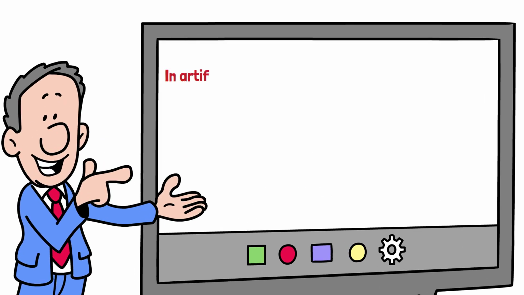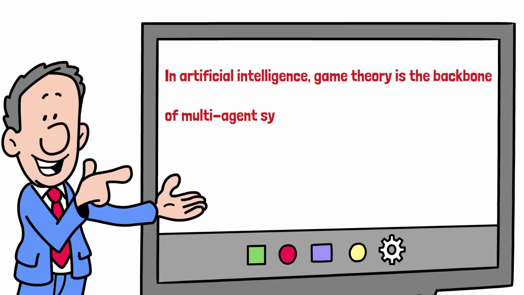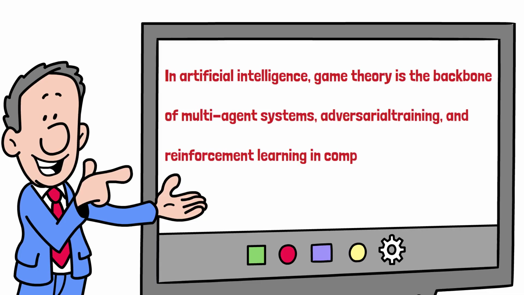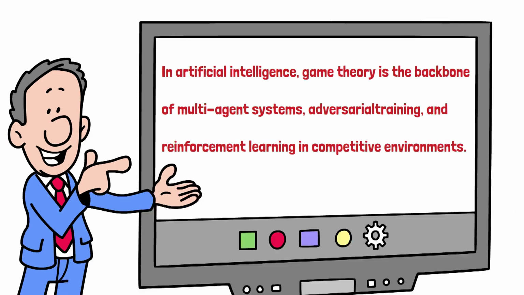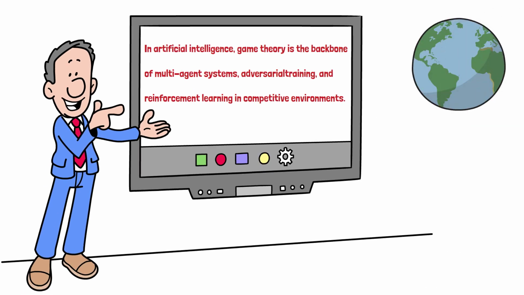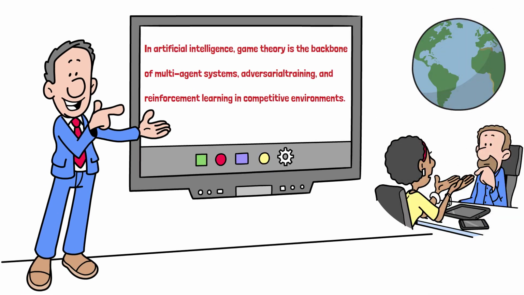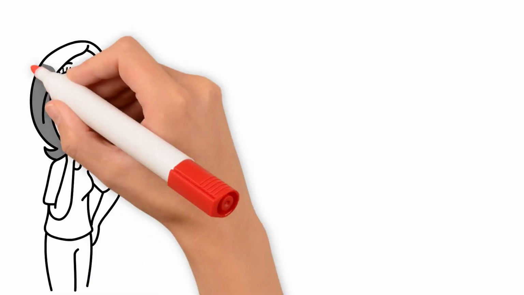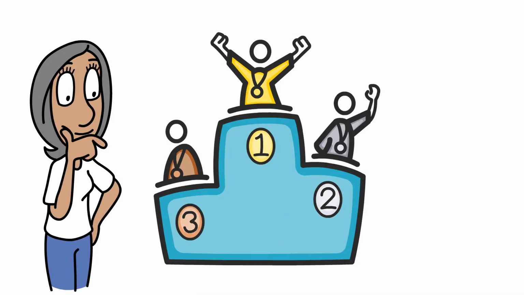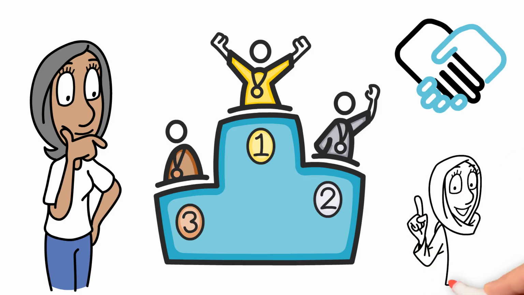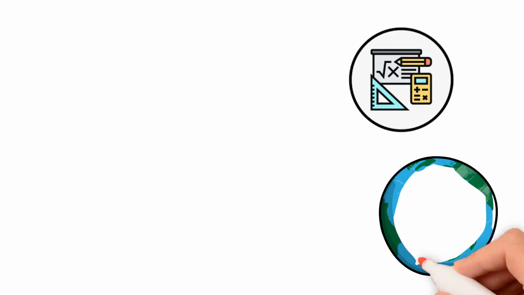In artificial intelligence, game theory is the backbone of multi-agent systems, adversarial training, and reinforcement learning in competitive environments. It's how we model intelligence in a world where others are also making decisions. So, game theory gives us the tools to understand competition, cooperation, and the strategies behind intelligent behavior. It's the mathematics of decision-making in a shared world.